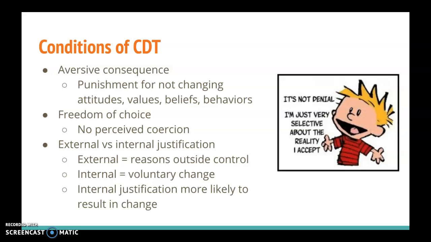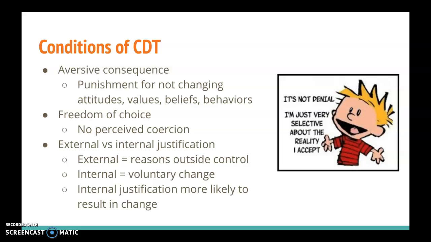So in other words, we have to make our audience believe that they are the ones who are making the change, that they are making this change voluntarily and of their own volition. If they feel like it is a reason outside of their control, then they are much less likely to make that change. But in addition, any change that is made is going to be less permanent because they don't feel like they have that control over it.